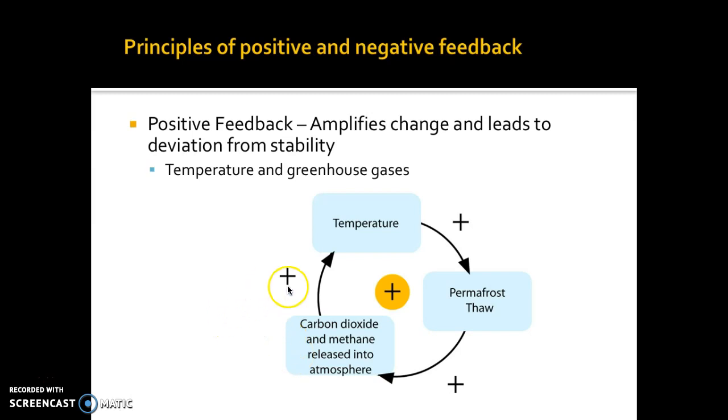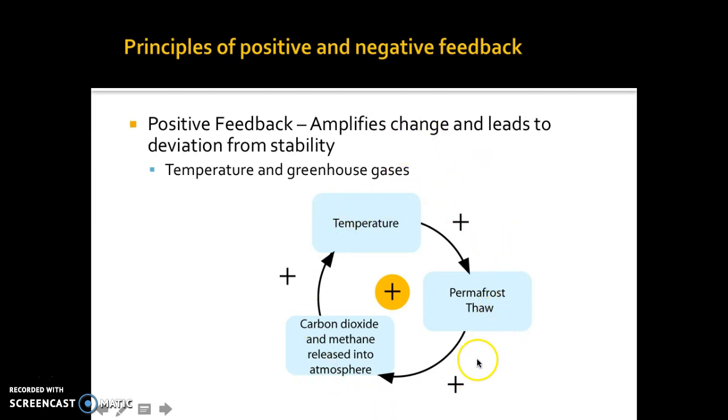So they feel that if the permafrost melts and this matter decomposes, then there will be increased greenhouse gases, which will thus increase the temperature even more. And then with a higher global temperature, more of the permafrost will melt, releasing more carbon dioxide and methane into the atmosphere, and then increasing global temperatures even more. So this would be a positive feedback loop.